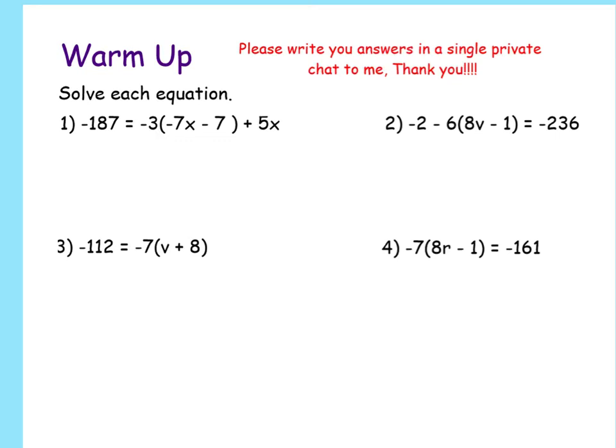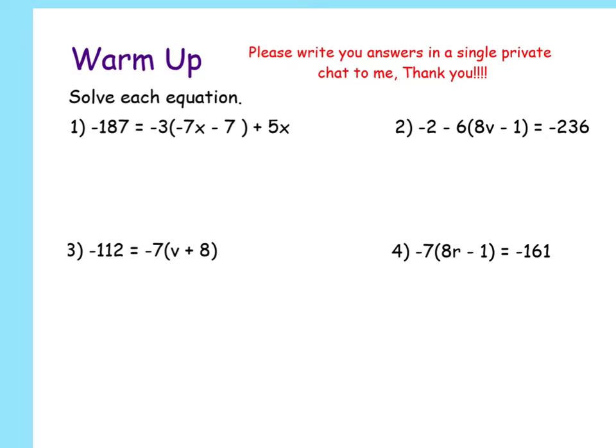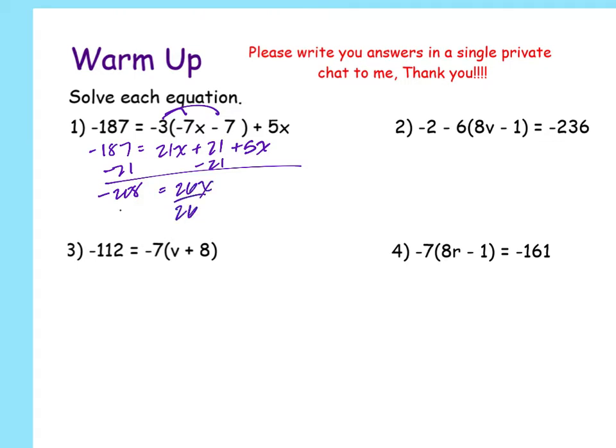Right, solve. I'm going to distribute first. Oh, I need a pen, that would probably work. Distribute first. 21x plus 21 plus 5x, so minus 21, and I get negative 208 equals 26x. Divide by 26, and I think x equals, I think it's negative 8, but let me just check.